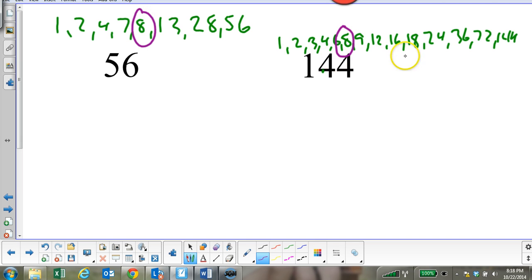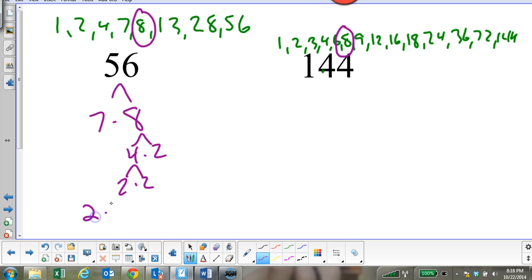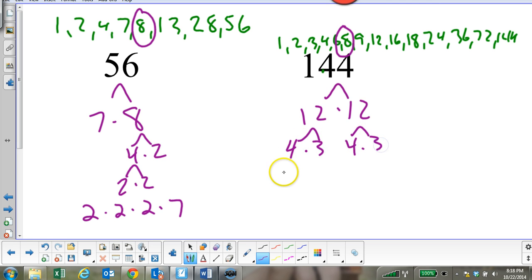Now again, to create this list, it may take some of us a long time. So the better way is to use prime factorization. So 56 is 2 times 2 times 2 times 7. 144, we did this, is 4 times 3 and 4 times 3. So 2 times 2 times 3 times 2 times 2 times 3.